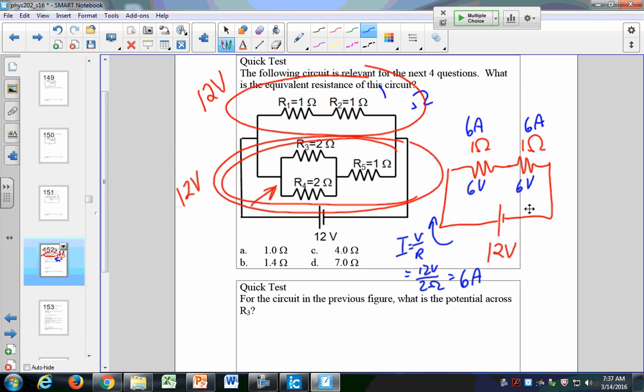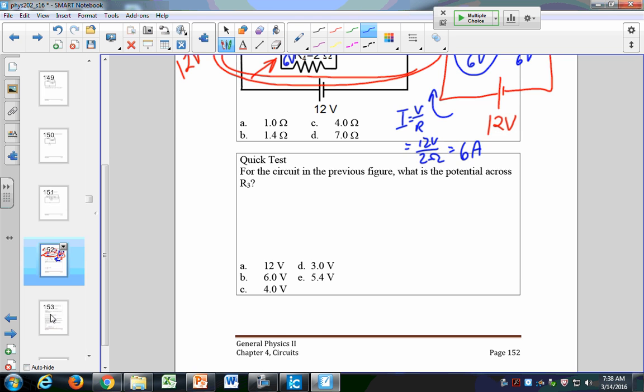And then further, the 6 volts and the 6 volts here have to add up to equal the total voltage, which is 12 volts. So if this resistor has 6 volts, then both of these resistors also have 6 volts, because resistors in parallel have the same what? Voltage. They have the same voltage, right? So I have 6 volts on both R3 and R4.